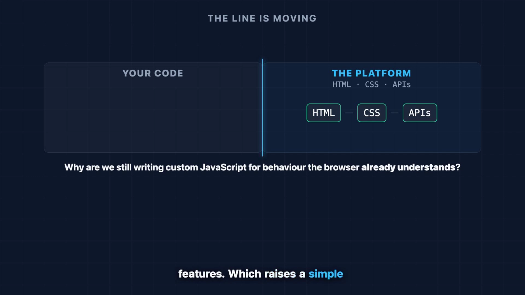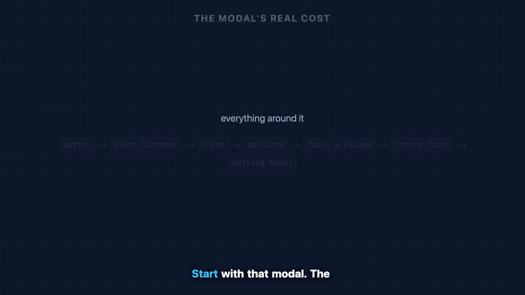Which raises a simple question. Why are we still writing custom JavaScript for behavior the browser already understands? We'll start with one small modal and end with the browser animating between entire pages. Start with that modal. The box was never the hard part.